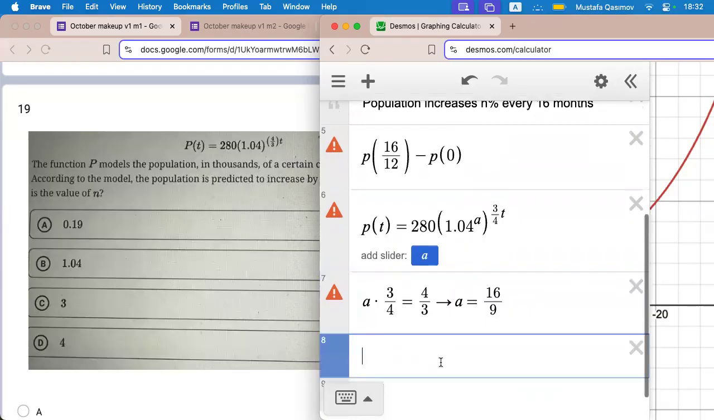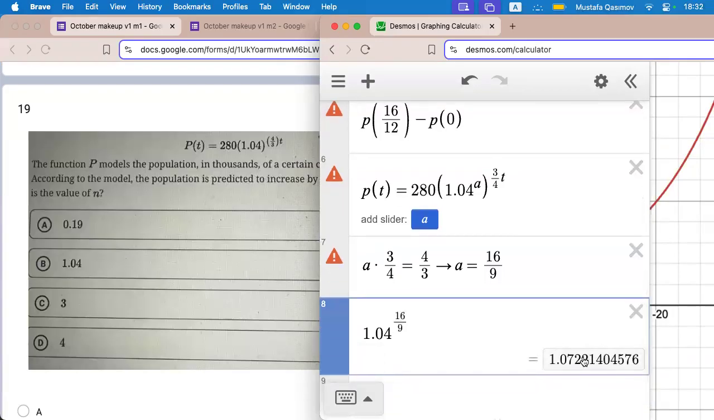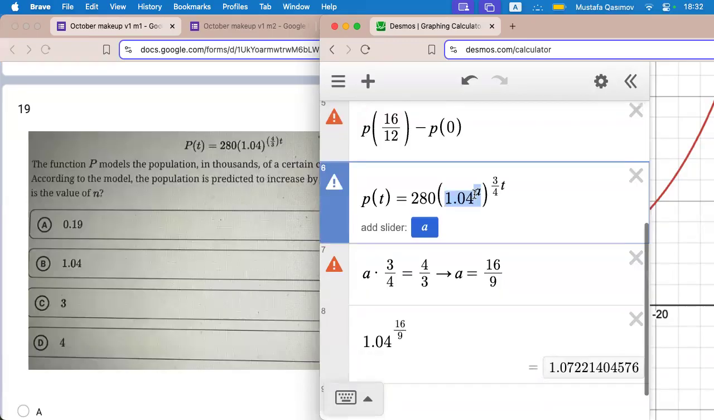So it means that the answer is actually 1.04 multiplied with power of 16 over 9. And it will be like that. So it means that b here is equal to 1.0722. Then it means it is a 7.22% increase.